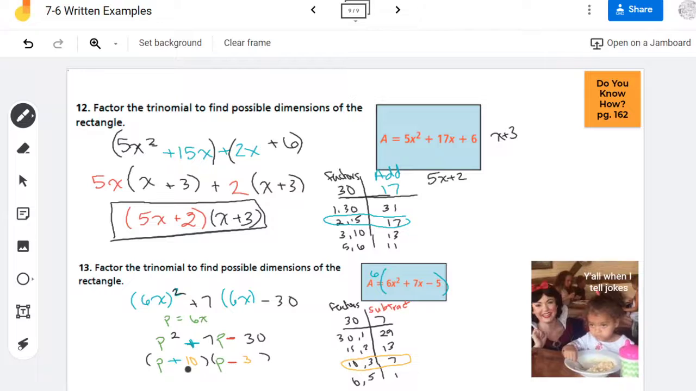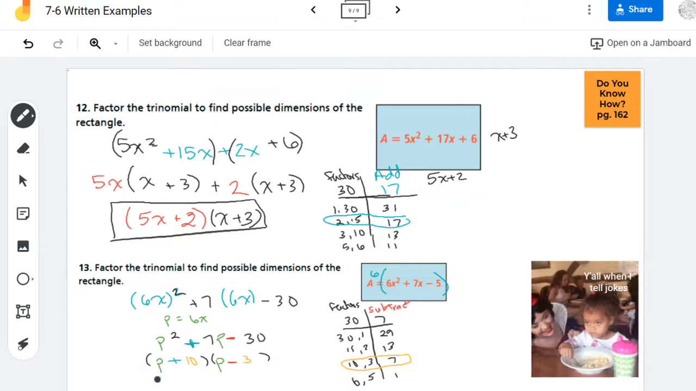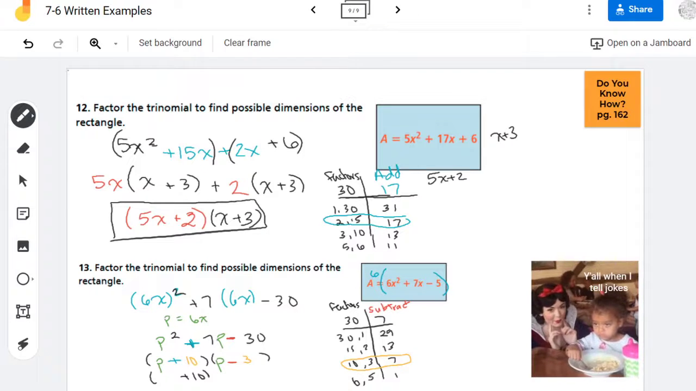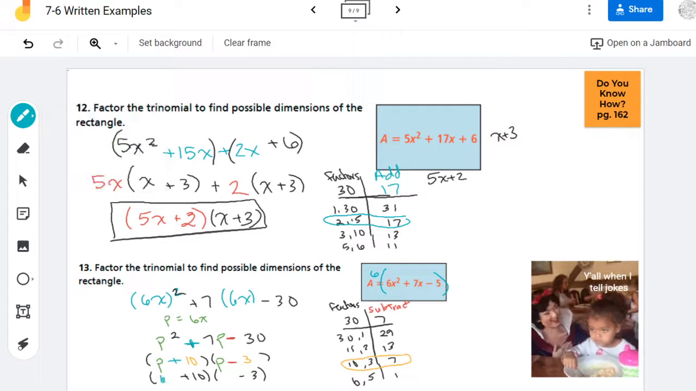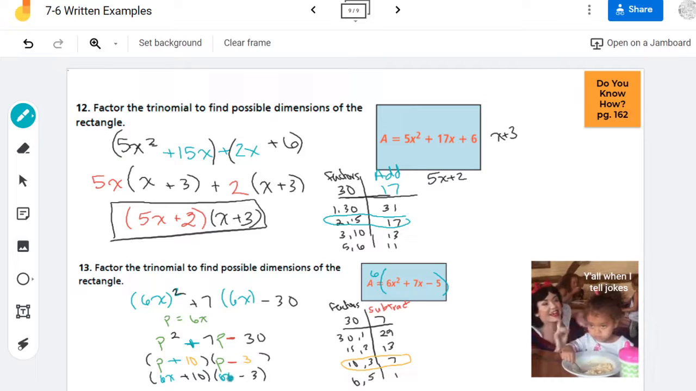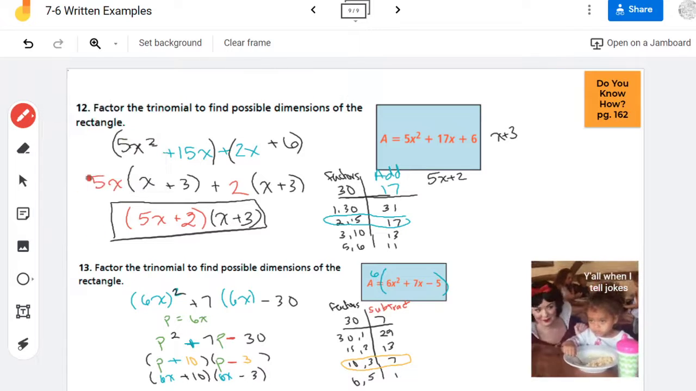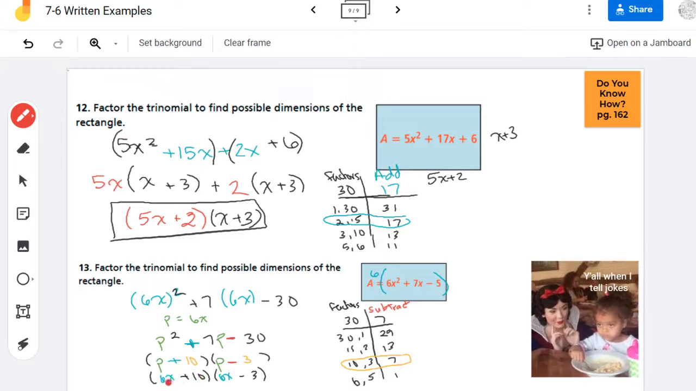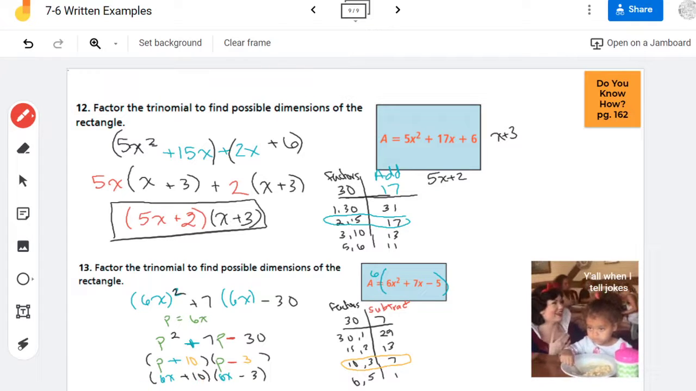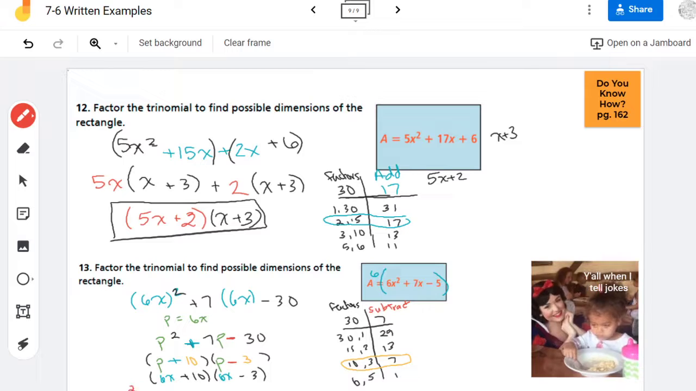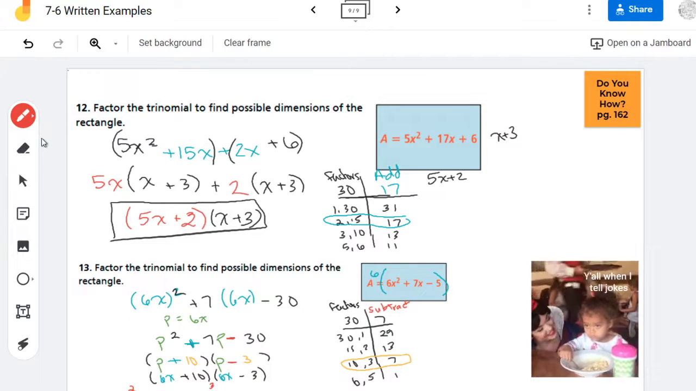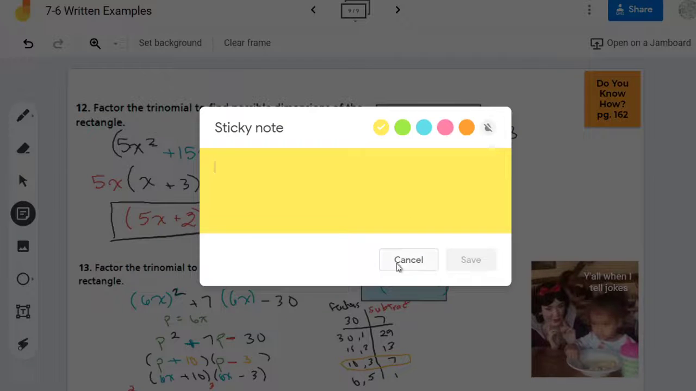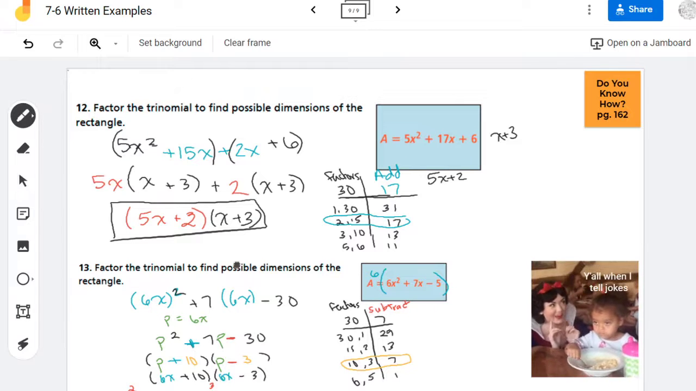So then I'm going to change those p's back to 6x's. So I get 6x plus 10 and 6x minus 3. And I'm going to factor out their GCFs. Between 6x and 10, I have a GCF of 2. And between 6x and 3, I have a GCF of 3. Notice this takes a lot more steps than factoring by grouping, doesn't it?